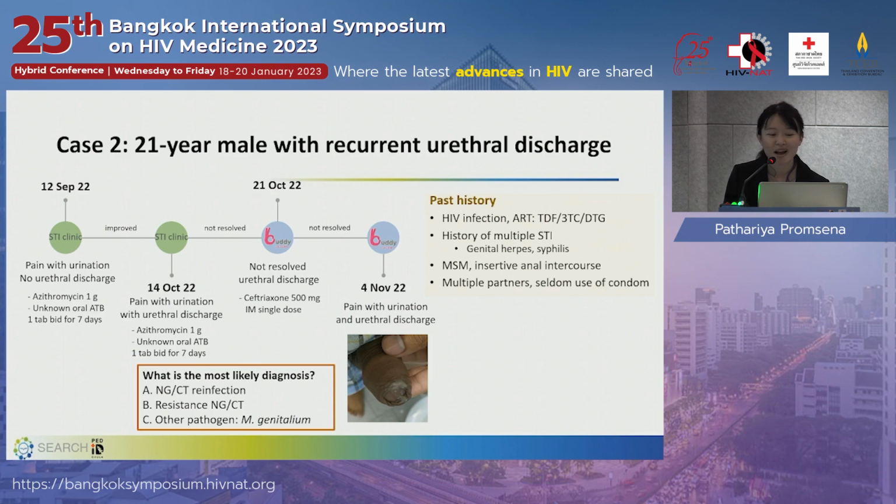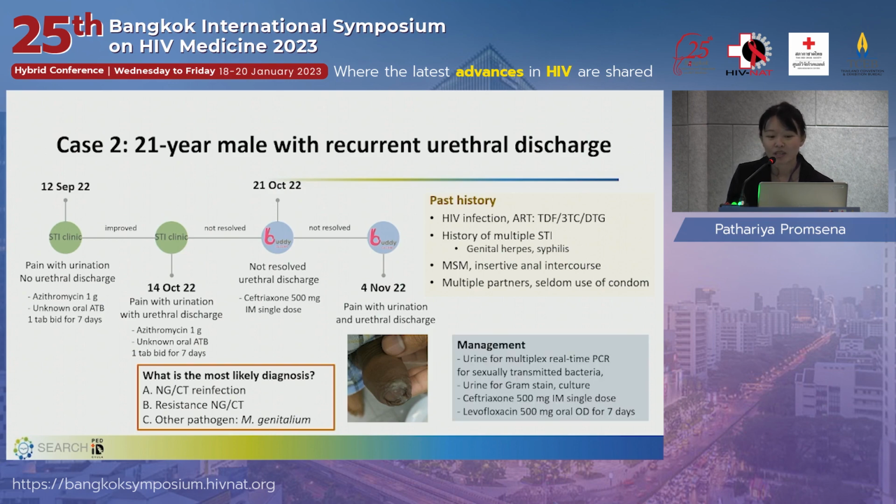Or maybe other pathogens, we may misdiagnose. In this patient with persistent or recurrent urethritis, we consider the differential diagnosis: he may have reinfection because he is still at ongoing risk again and again, or may have a resistant organism, or maybe other pathogens such as Mycoplasma genitalium infection.